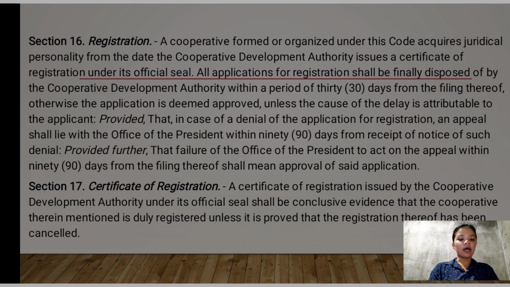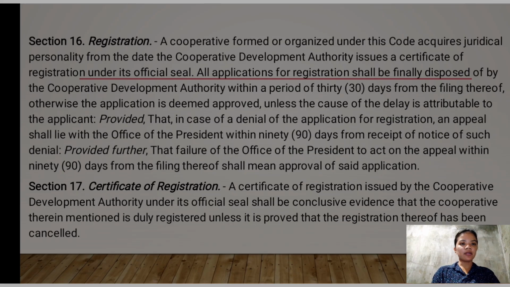In this section, it outlines the process of registration for cooperatives. A cooperative gains juridical personality or legal recognition once the Cooperative Development Authority issues a certificate of registration under its official seal. Section 17, Certificate of Registration.